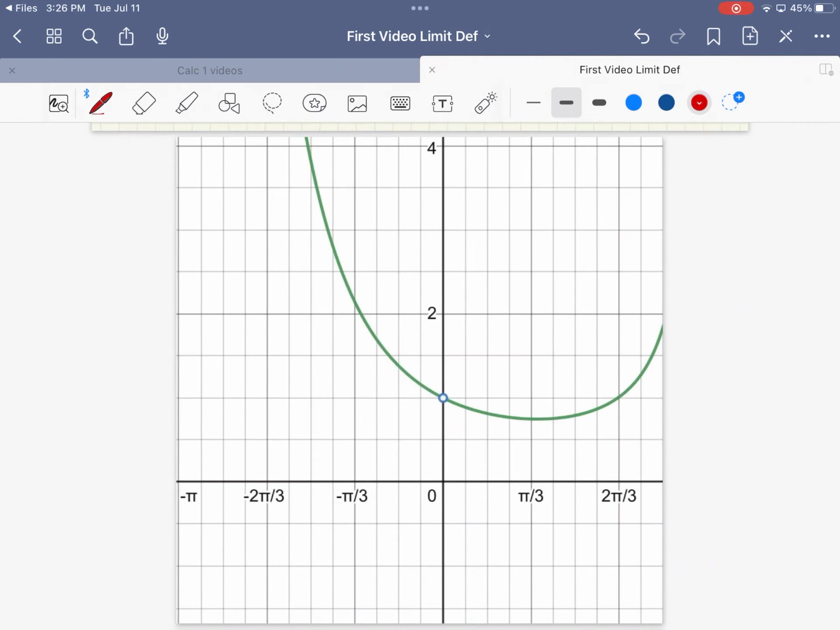And from this graph, we would anticipate that the limit is 1. So notice as we approach 0 from the left, and as we approach 0 from the right, they both appear to be approaching the value of 1, even though at 0, the function is undefined.